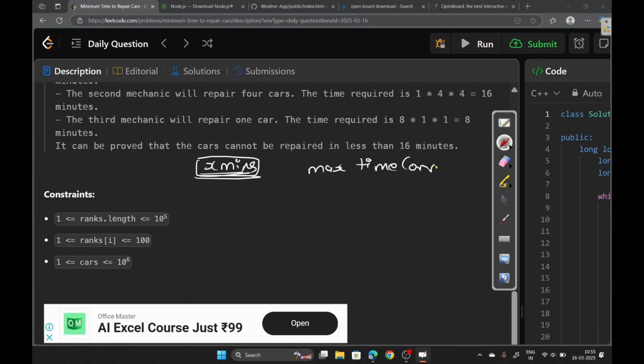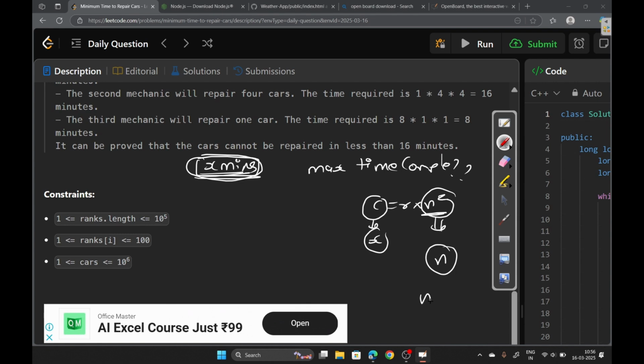Maximum time complexity if we apply brute force, because I give you X minutes and you go for each and every mechanic, and make sure: can I make this many cars in X minutes? How many cars you can make, because cars equal to R cross N square, and I have given you this as X, so you can definitely find out N square. So you can definitely find out N, and at last we can make sure if N is greater than or equal to cars, then yes, this X time was sufficient for me.